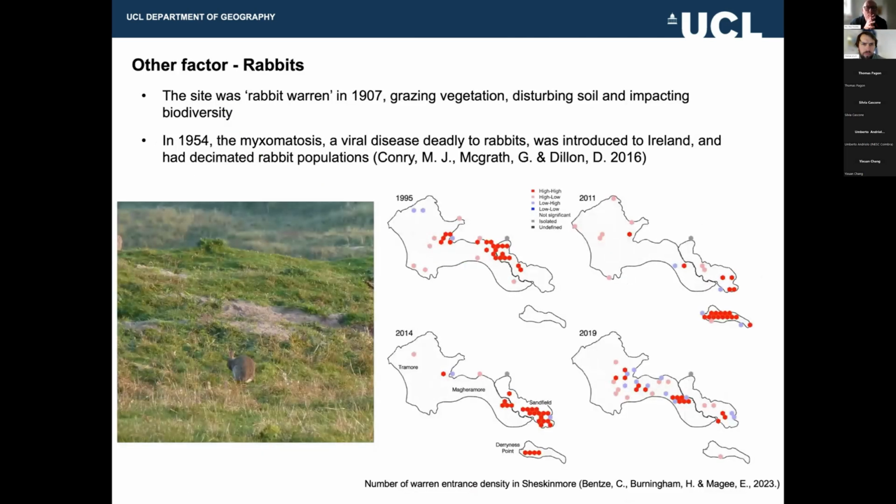Another factor we're considering is the rabbit, because this site was identified as a rabbit warren in the earliest map. And we know that in the 1950s, a virus was introduced to Ireland just to control the number of rabbits. There's also a very interesting study conducted at the same site 2 years ago, using satellite imagery to map the entrances of rabbit warrens. If you're interested, please look at the paper.